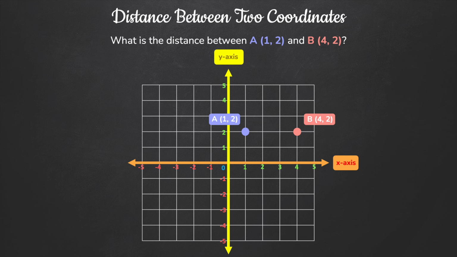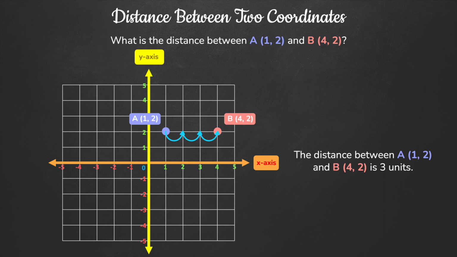So now here we have A and B, and our question is asking us what is the distance between A and B. So let's go ahead and count our spaces. So we have 1, 2, 3. So this means that the distance between A and B is 3 units because there's 3 spaces in between both coordinates.